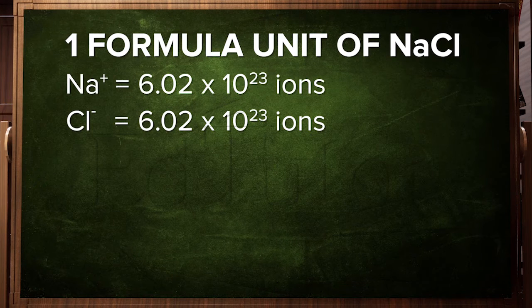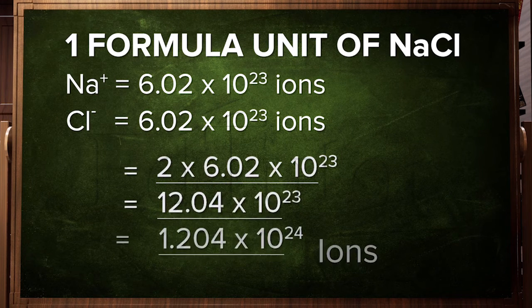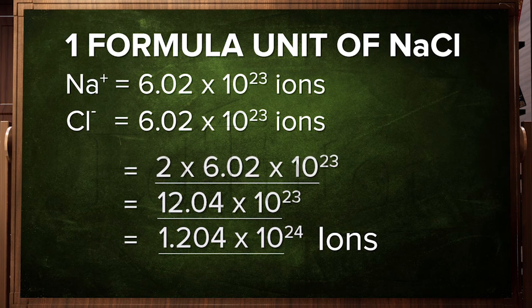If I asked you the total number of ions in 1 mole of sodium chloride, your answer would be calculated by doing this: 2 × 6.02 × 10^23, or 12.04 × 10^23, or 1.204 × 10^24 ions.